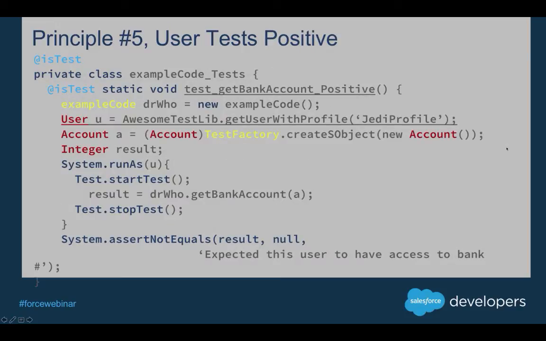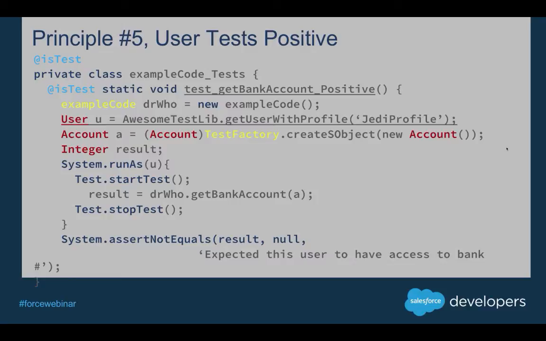You'll see we still have the instantiation of our example code, and then right below it we create a user, and that user comes from AwesomeTestLib.getUserWithProfile, and we're going to pass in the Jedi profile. Now that's a custom method in a custom test lib class that we'll talk about in a little bit. But the idea here is you're going to have a method that returns a user.